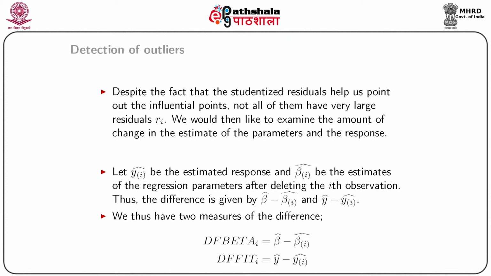Let y subscript i hat be the estimated response and beta subscript i hat be the estimate of the regression parameter after deleting the ith observation. We thus have two new measures of the difference using y subscript i hat and beta subscript i hat.